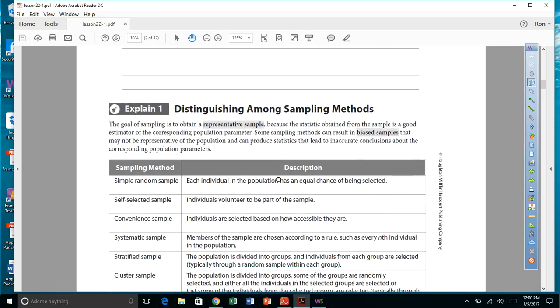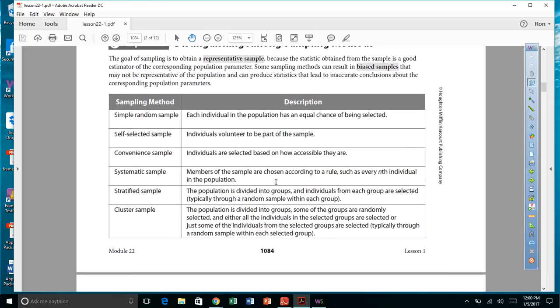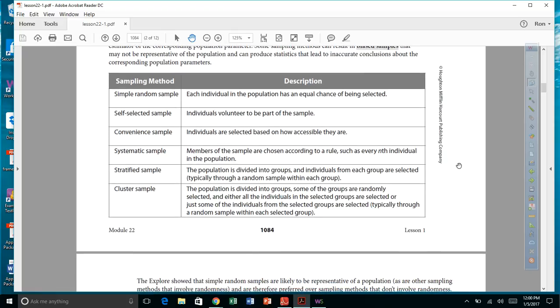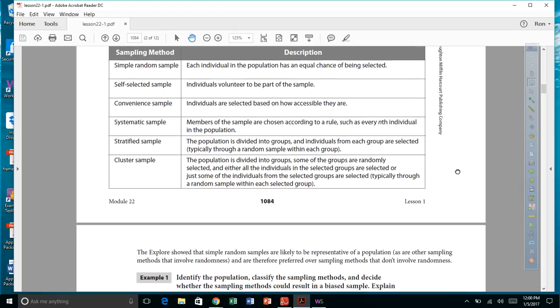All right. Distinguishing among sampling methods. The goal of sampling is to obtain a representative sample, because the statistic obtained from the sample is a good estimator of the corresponding population parameter. Some sampling methods can result in a biased sample that may not be representative of the population and can produce statistics that lead to inaccurate conclusions about the corresponding population parameters.